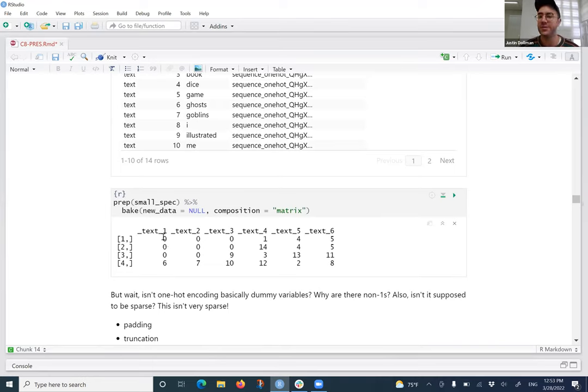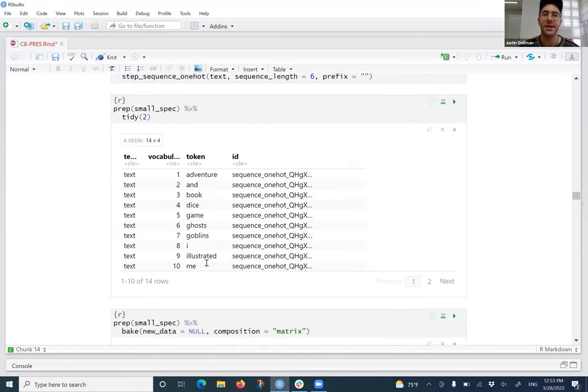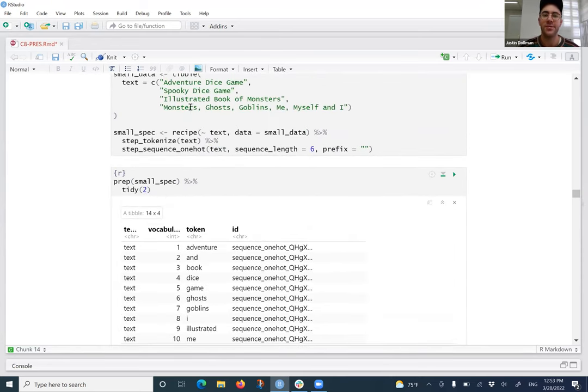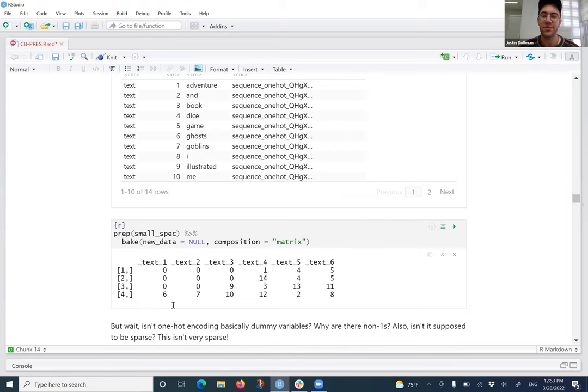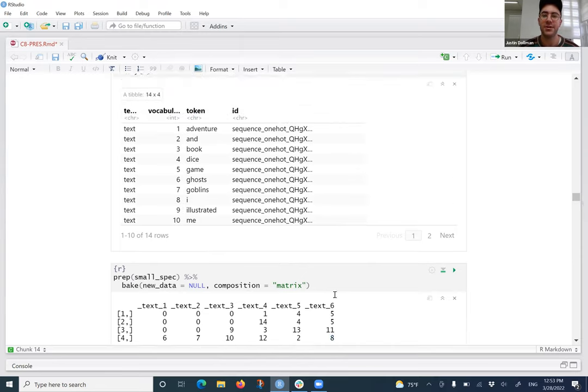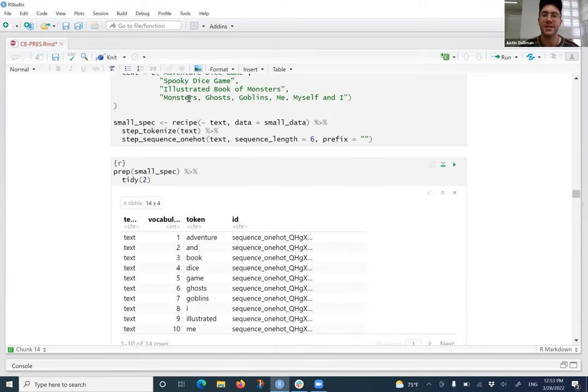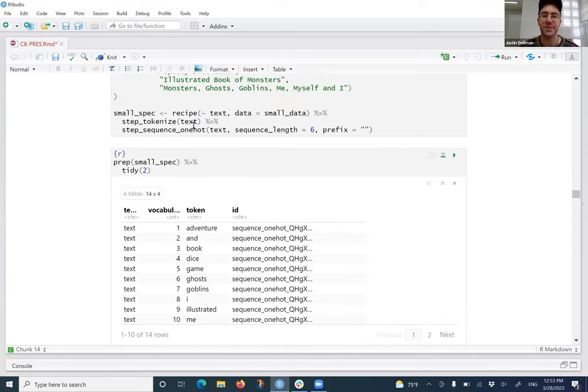Because we need a length of 6, and there are only 3 words, we get 3 zeros leading off here. For the first two, we get 2 here. Then for the last one, we have 1, 2, 3, 4, 5, 6, 7 words. And so in 6 slots, only one word gets lopped off. We see here that 8 is I, so 8 is the last word represented. So we do have I, so it's monsters that is not going to appear.